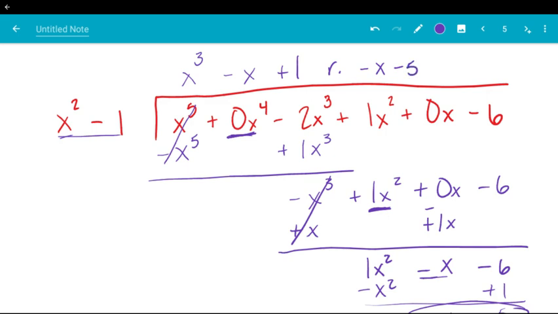So it looks a little bit strange, but again, if we have a remainder, that simply means that x squared minus 1 is not a factor of the original polynomial. So that's going to be important in the next few lessons.